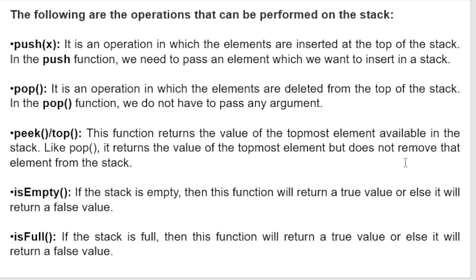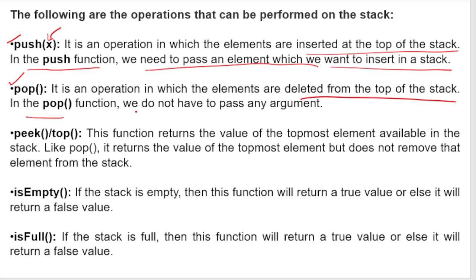The following are the operations that can be performed on a stack. The first operation is the push operation. It has an argument, a value that is pushed inside the stack. It is an operation in which elements are inserted at the top of the stack. In the push function, we need to pass an element which we want to insert in the stack. And the pop operation will return the value of the last element. It is an operation in which elements are deleted from the top of the stack. In a pop function, we do not have to pass any argument.